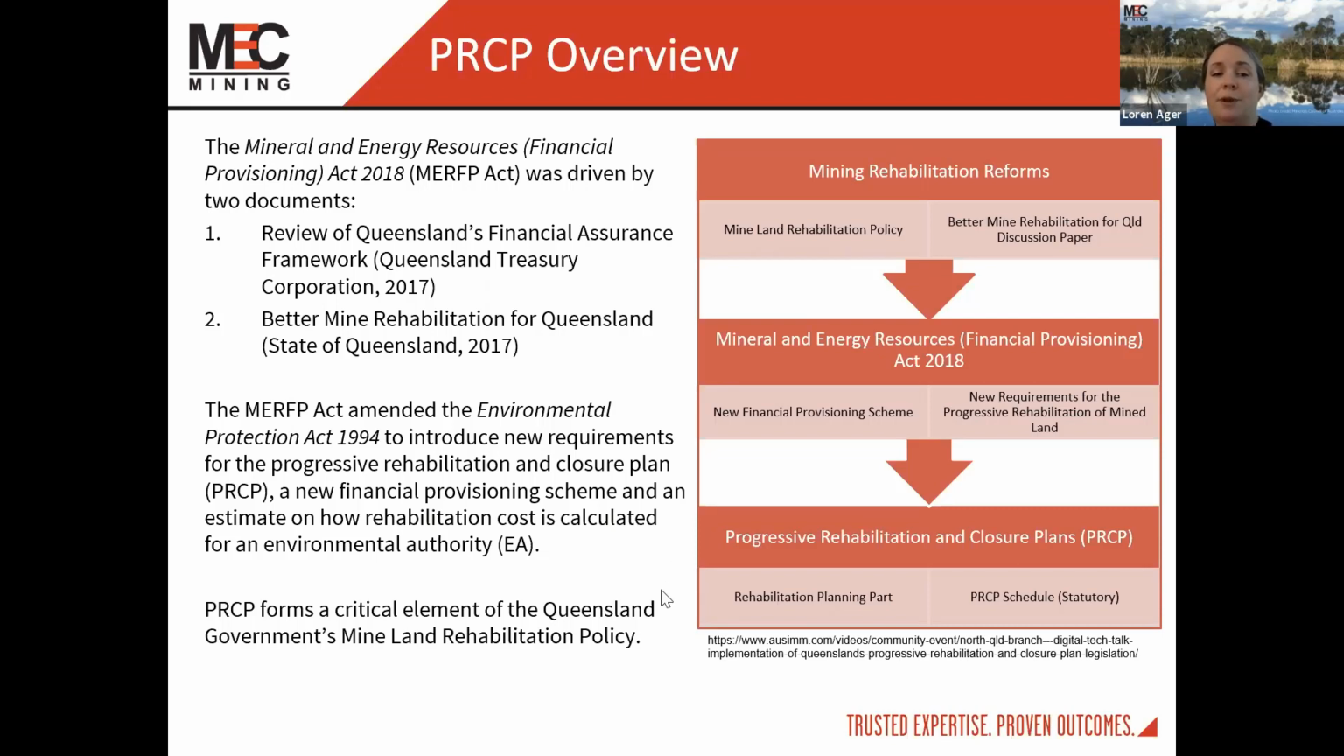In terms of how we can see where this information has come from, you've got your two main policy papers, which resulted in the change in the Act in 2018, the two new financial provisioning schemes, and the new requirements for progressive rehabilitation, resulting in PRCPs. PRCPs have two elements, one which is your planning part and the other which is your schedule part, which is statutory.